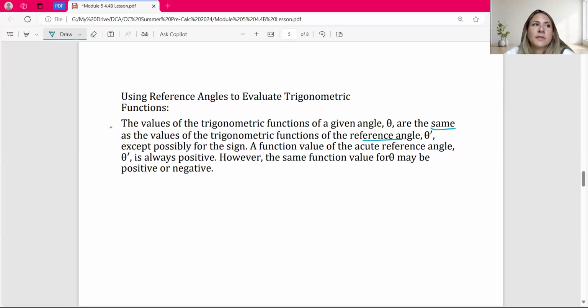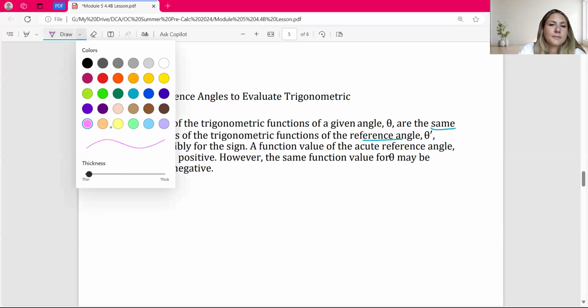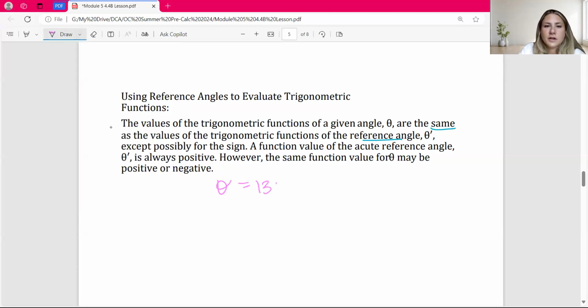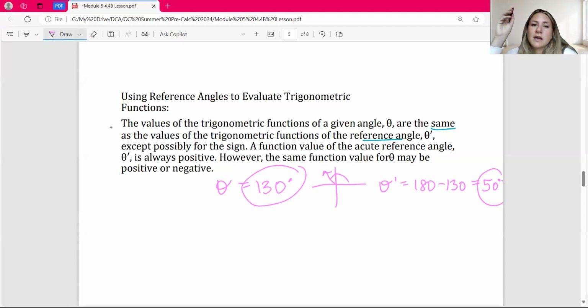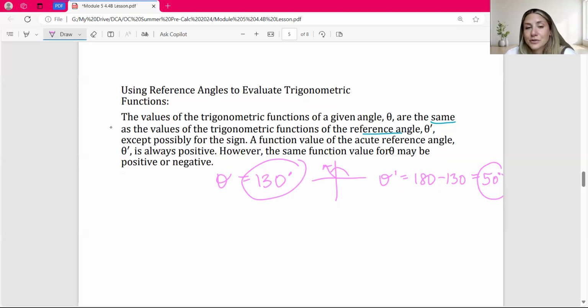Okay, let's say we're working with the angle 130 degrees. So let's say theta is 130 degrees. You can visualize that. 130 degrees is over here. My reference angle is going to be 180 minus 130, so my reference angle is 50 degrees. So this is telling me that the trig function that I evaluate at 50 degrees is going to be equal to the trig function when I evaluate it at 130 degrees, and that is true.